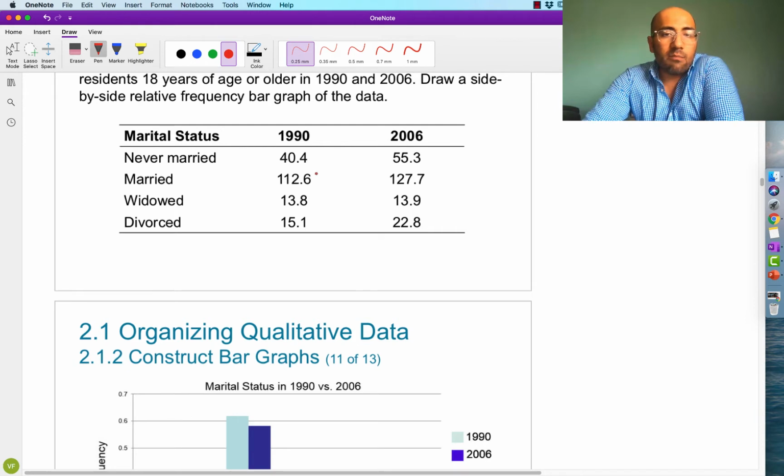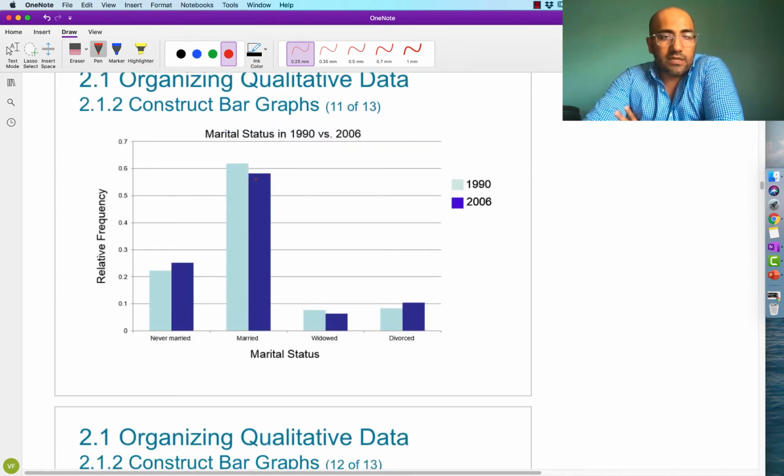So it's important to distinguish the two. Of course, the number of people married went up simply because there's more people in the country. But that doesn't mean that it's growing in popularity. As we could see, it looks like it's decreasing in popularity.